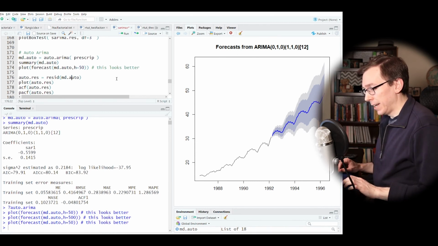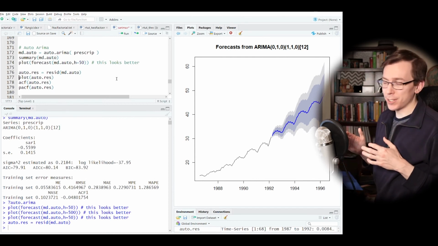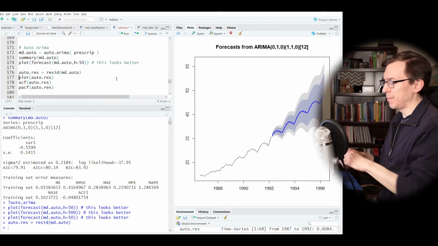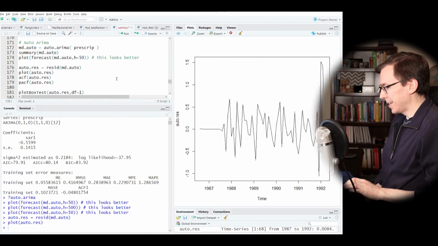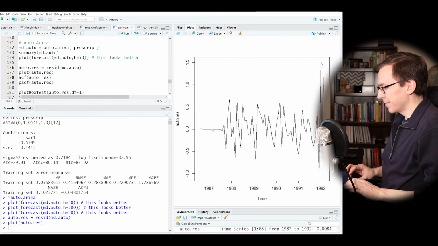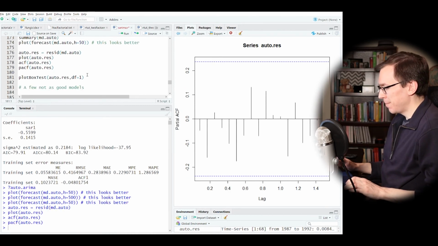Now, what else can we do? Well, we can look at the residuals. Again, it's always good to look at the residuals for this model to make sure that it actually is good. There's our residuals. Yeah, this is a little bit funny, the way it just fits the beginning really, really well. And then we have some noise. ACF looks really good. PACF looks really good.